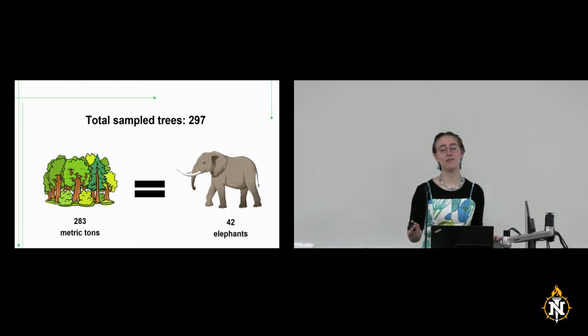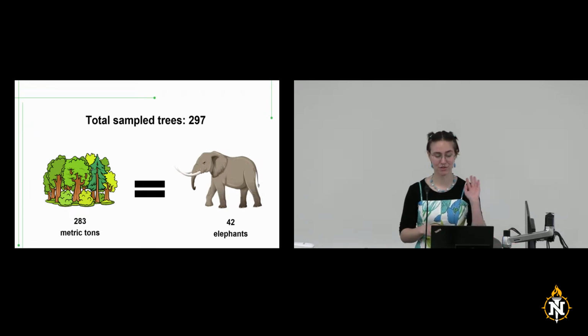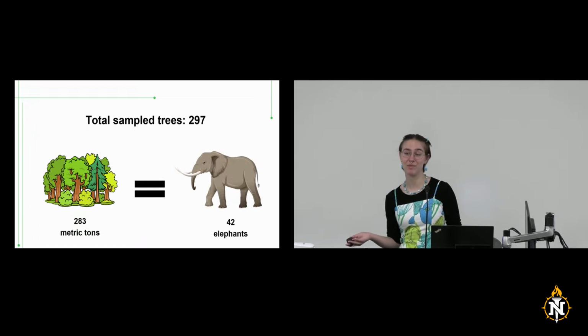But if you take into account that there's not only sugar maples, there's also many other species of maples. The maple family in general accounted for 25 elephants worth of biomass, which is over half the biomass I estimated for the forest.